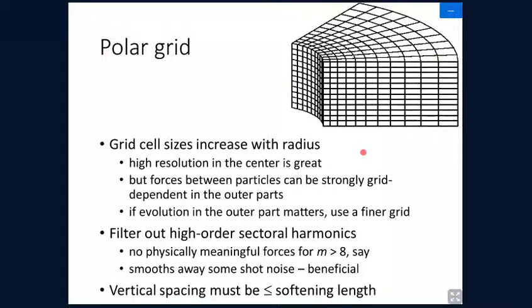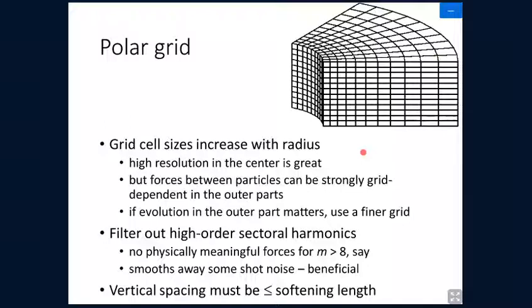And if you've got a lot of mass in the outer parts, and the evolution of that, the particles in the outer parts become important for the physics that you're trying to solve, then you really need to worry about the fact that the grid is getting coarser towards the edge, and you probably have to use a finer grid. So you should refine the grid until, in the region where you're interested, the forces are adequately resolved. With strongly grid-dependent forces, you're asking for numerical trouble.